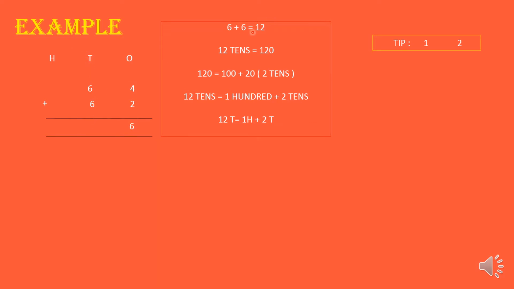6 plus 6, we get the answer 12. This is the tens column. How many tens are we getting? 12 tens we are getting, children. 12 tens are equal to 120. In 120, how many hundreds are there? How many tens are there? In 120, 100 is there, 2 tens are there. So in 12 tens, 100 is there, 2 tens are there.